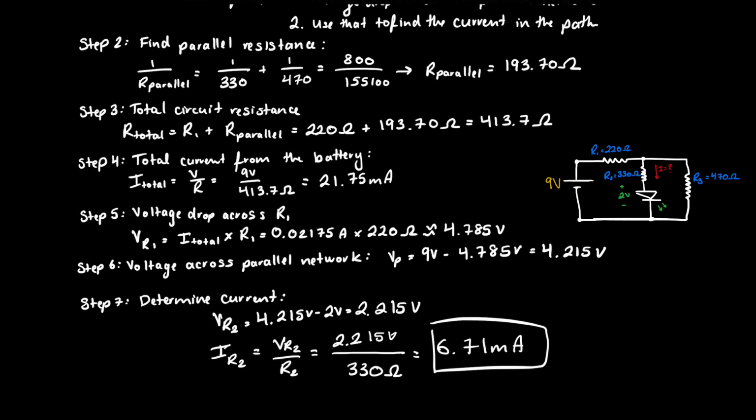So to summarize, we simplified the parallel section of the circuit. We added R1 in series to get the total resistance. We calculated total current from the battery. We found the voltage drop across R1 and used it to determine the voltage across the parallel section. We subtracted the LED's 2-volt drop to find out how much was actually across R2. And finally, we used Ohm's law to find that 6.71 milliamps of current flow through the LED path. This kind of problem is great practice for understanding how LEDs interact with resistors in mixed circuits, something that you're going to use in electronics every single time.